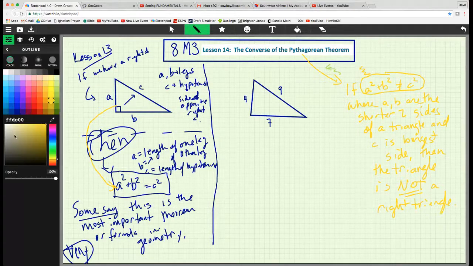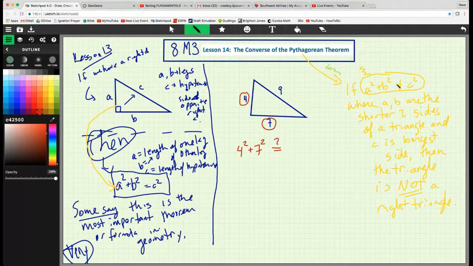So let's look and see. We'll do it in a different color because this yellow might be a little bit hard to see. We'll go to orange. And we'll see whether this is a right triangle using this converse of the Pythagorean theorem. So let's see. What are our short sides? Our short sides are 4 and 7. So let's say 4 squared plus 7 squared. Now let's see if that's not equal to C squared.